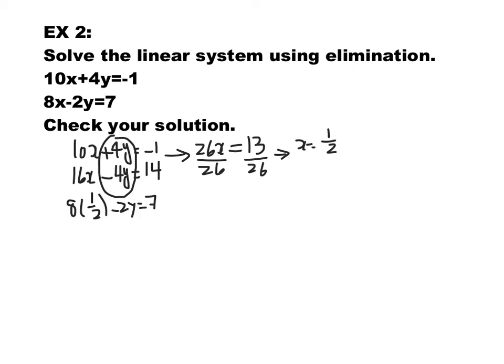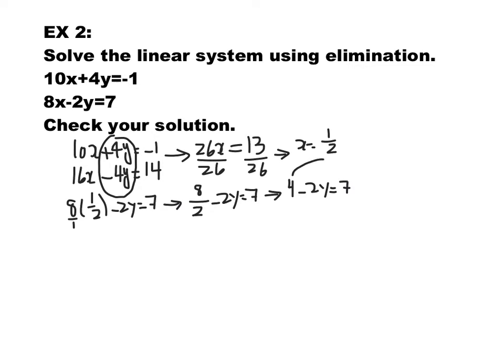Now remember, 8 is the same as 8 over 1. Now, if I want to multiply two fractions, I just multiply the numerators divided by product of the denominators. So this one becomes 8 times 1 is 8. 1 times 2 gives me 2, minus 2y is equal to 7. Or 8 divided by 2 is 4. 4 minus 2y is 7.